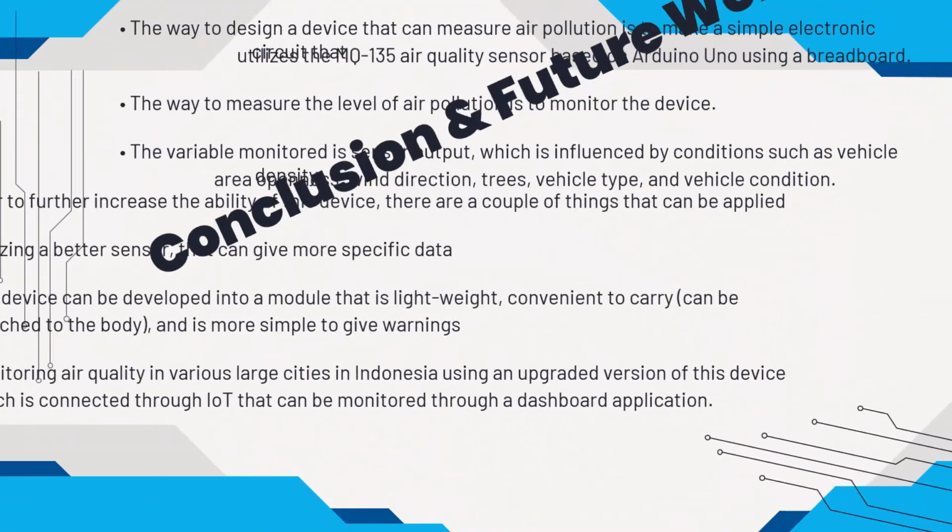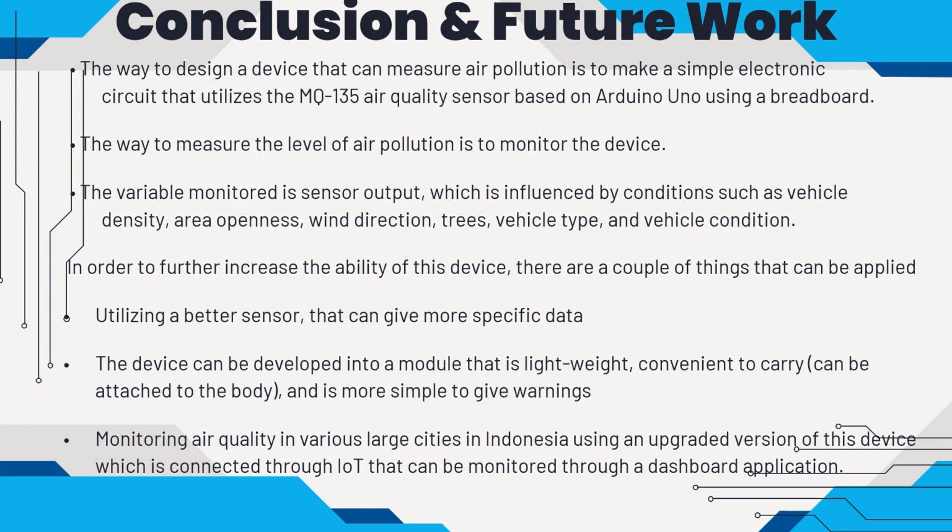First, the way to design a device that can measure air pollution is to make a simple electronic circuit that utilizes the MQ135 air quality sensor based on Arduino Uno using a breadboard. The second one is the way to measure the level of air pollution is to monitor the device, and the variable monitored is the sensor output, which is influenced by conditions such as vehicle density, area openness, wind direction, trees, vehicle types, and vehicle conditions.